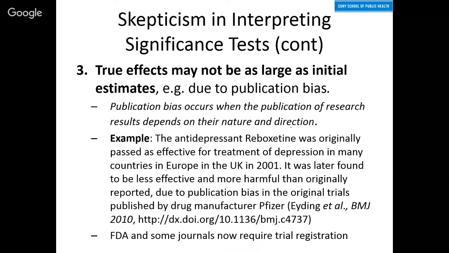It was passed as effective for treatment of depression in 2001 in Europe and the UK, and it was later found to be both more harmful and less effective than originally reported due to publication bias in the original trials, and that the other small trials that had worse results just weren't published. And this is why the Food and Drug Administration and some journals now require trial registration. At least if it is for a human drug, they require that you register your trial in advance.